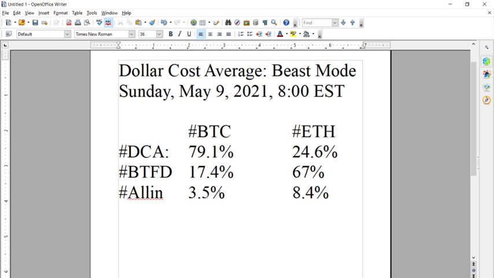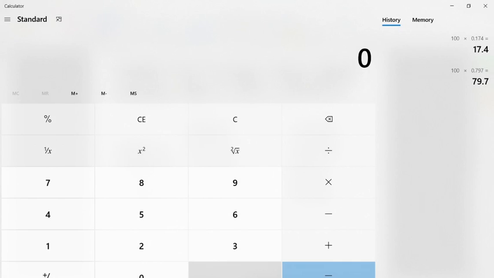So, what do these numbers mean? Well, let's go over that right now. We'll go to the calculator, and we'll start with Bitcoin. And the dollar cost average signal for Bitcoin is 79.1%. So we're going to assume in all our examples I use $100 as the amount of dollar cost average we have per week. You know, it might be different for you. It might be $20, might be $150, whatever it is. You're just going to use a multiplier and multiply whatever your DCA is by the percentage, and then you're going to put it into these different buckets.